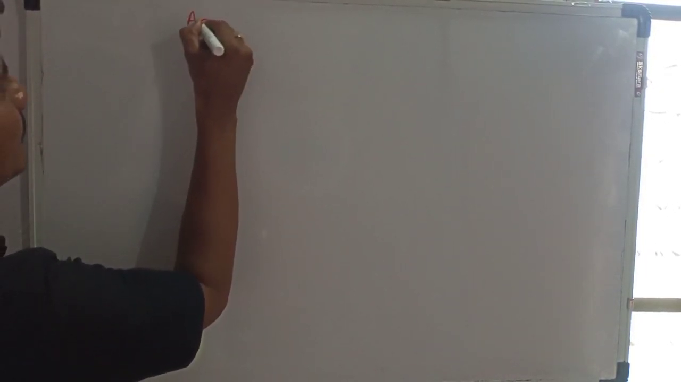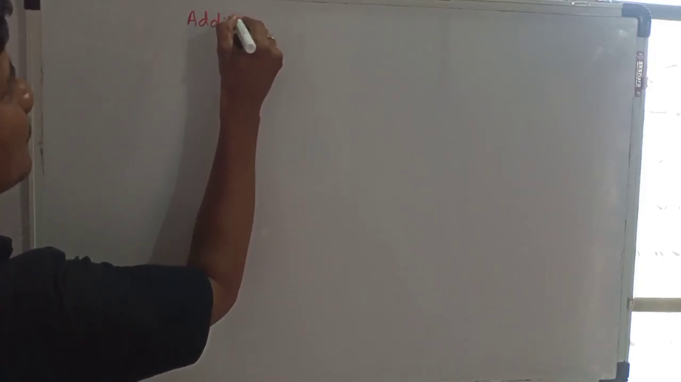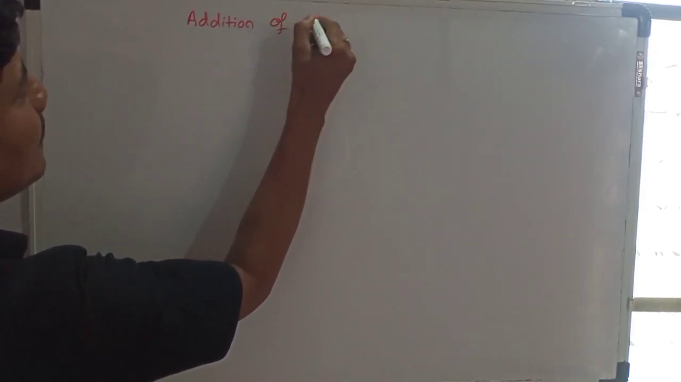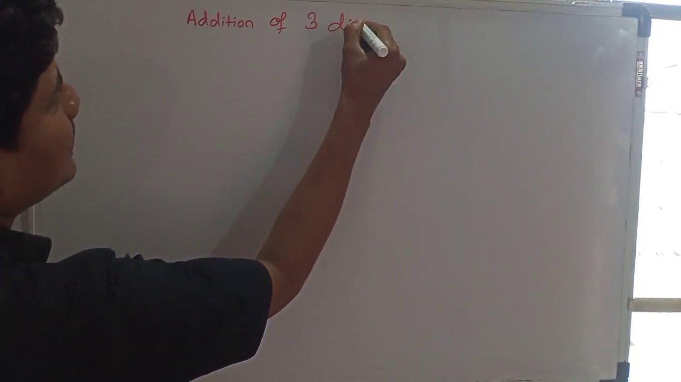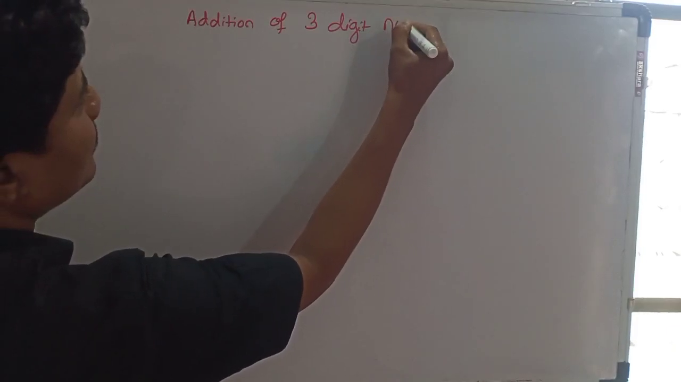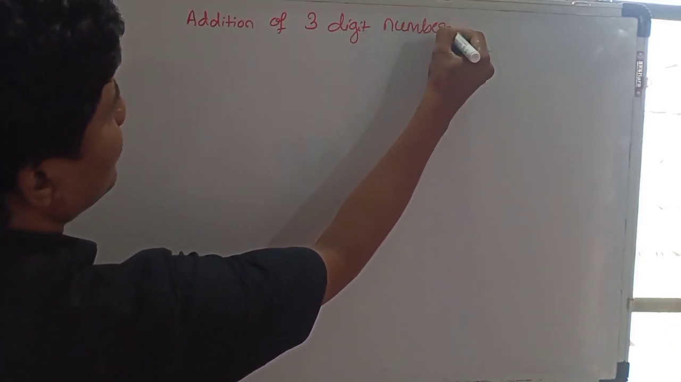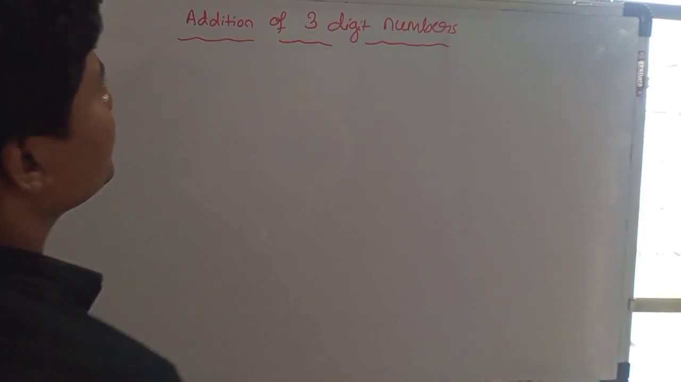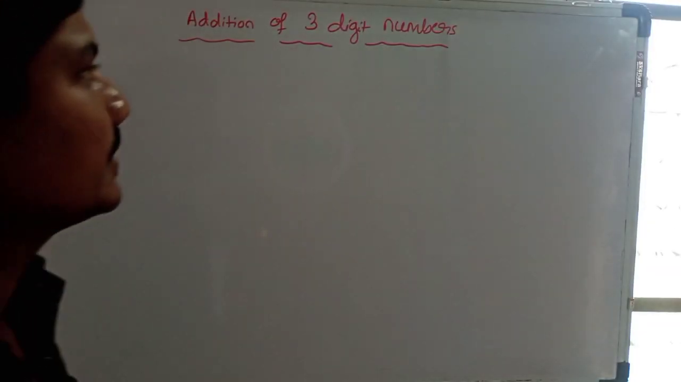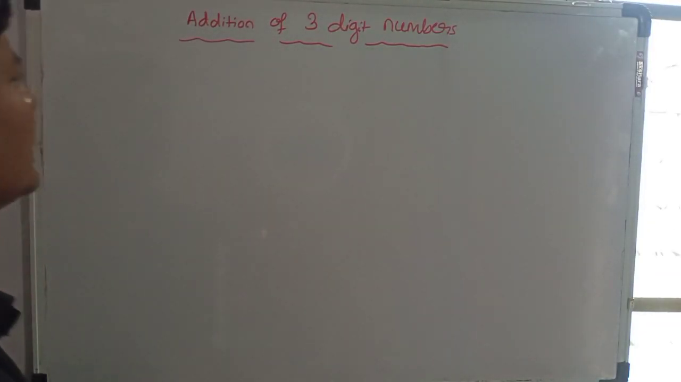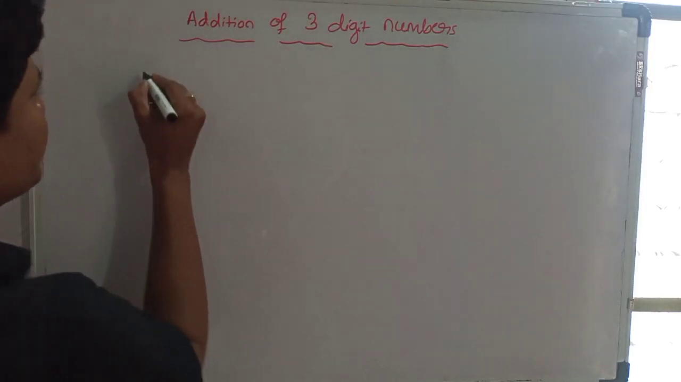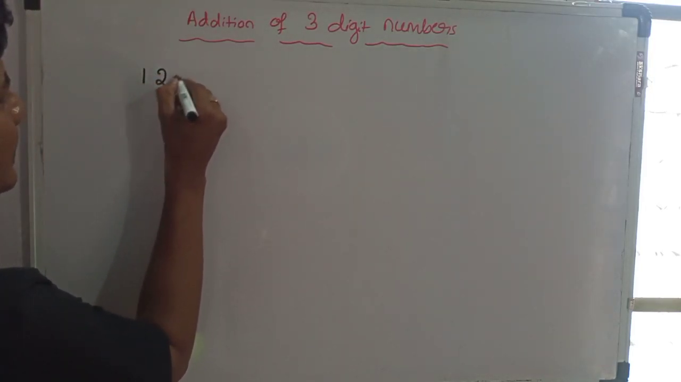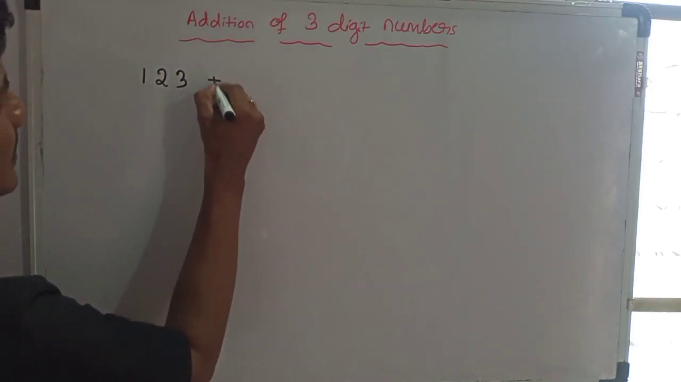Hello dear students, in the previous videos we learned about addition of single digit numbers and two digit numbers. In this video series we are going to learn how to add three digit numbers, that is addition of three digit numbers. Let's learn about addition of three digit numbers. In order to understand it better, please do watch the previous two videos. It is given in the playlist.